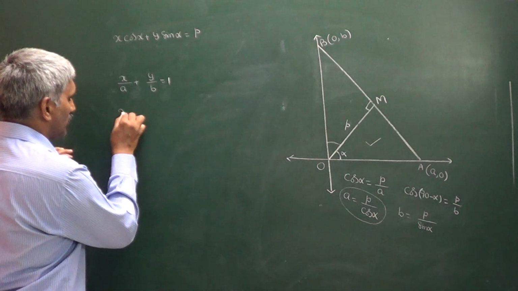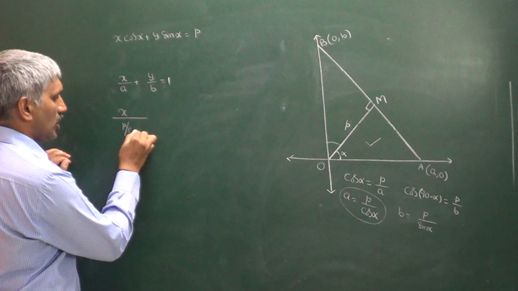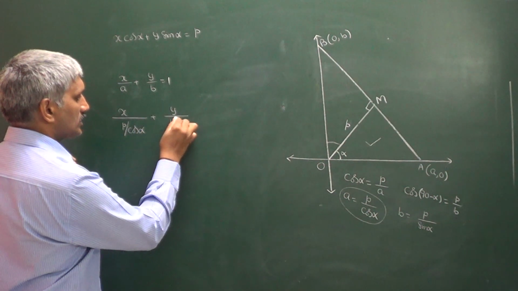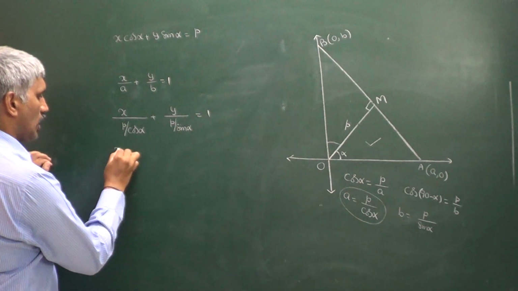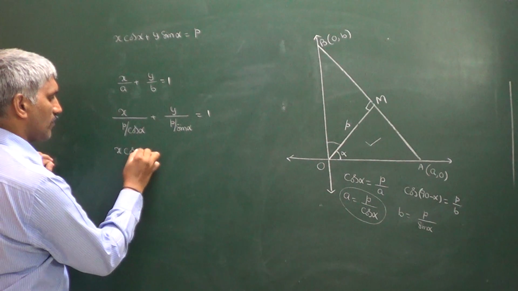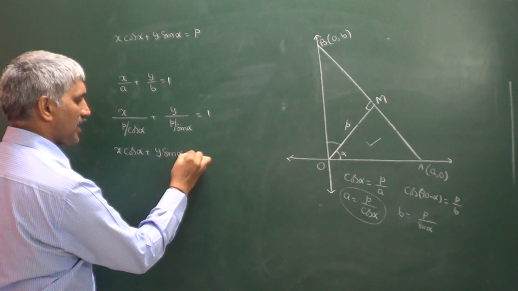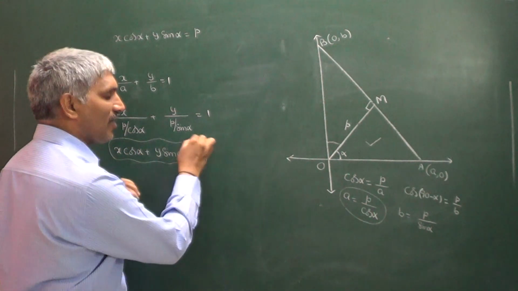Therefore the equation of the line is x by, in place of A we can write P by cos alpha, plus y by, in place of B we can write P by sin alpha, is equal to 1. So that is nothing but x cos alpha plus y sin alpha is equal to P. That is the equation of a line in normal form.